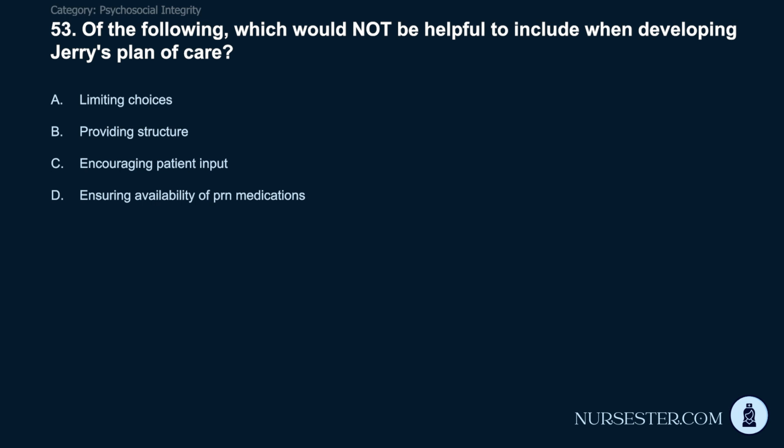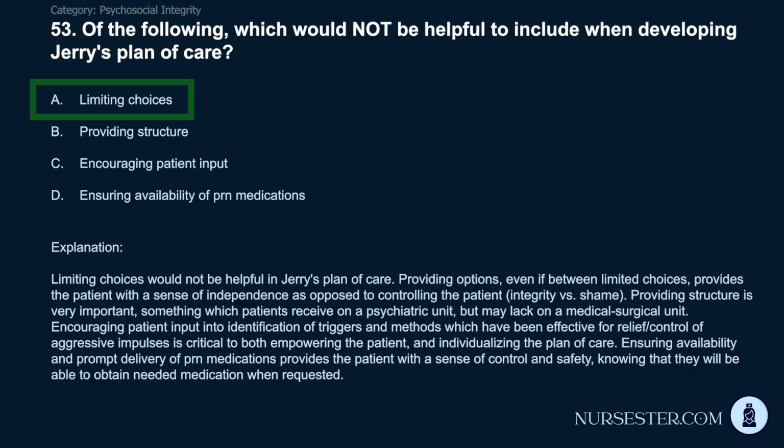53. Of the following, which would not be helpful to include when developing Jerry's plan of care? A. Limiting choices. B. Providing structure. C. Encouraging patient input. D. Ensuring availability of PRN medications. Correct answer, A. Limiting choices. Limiting choices would not be helpful in Jerry's plan of care.